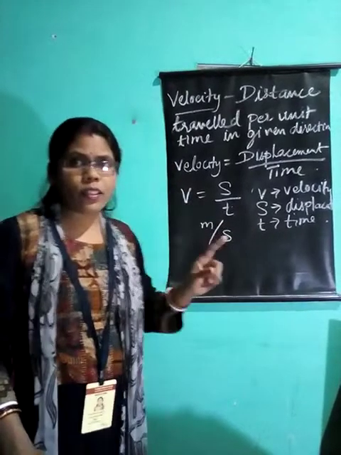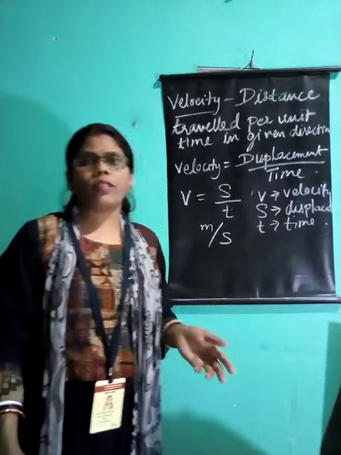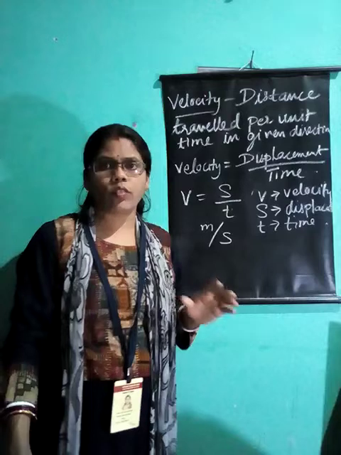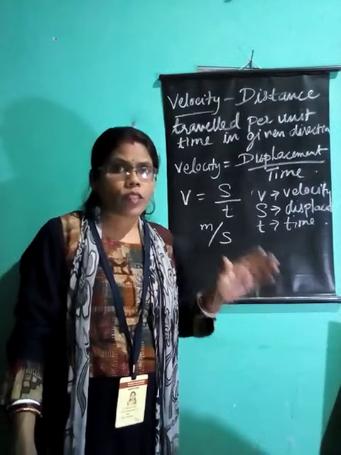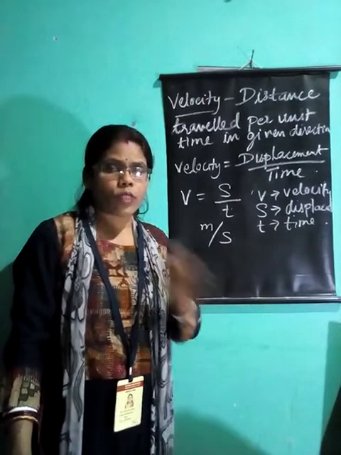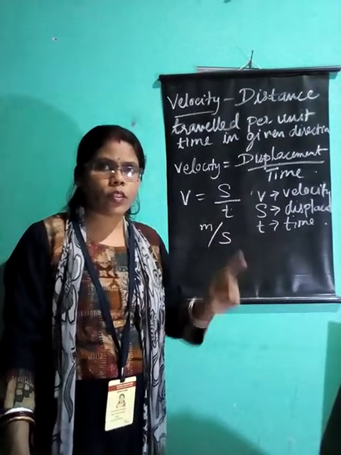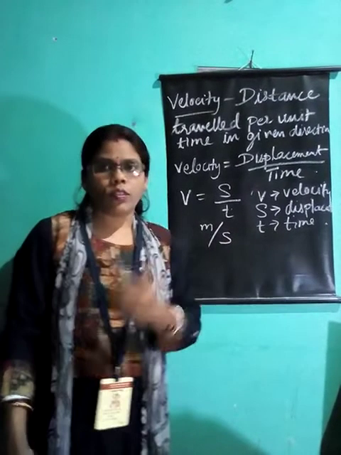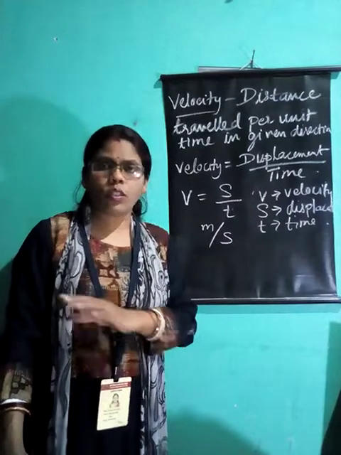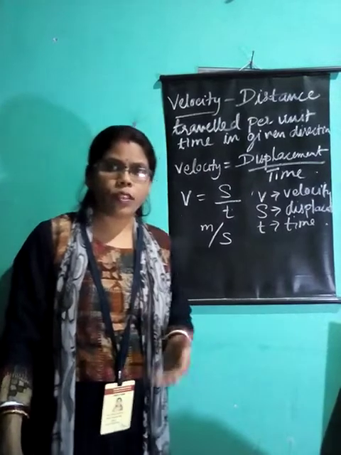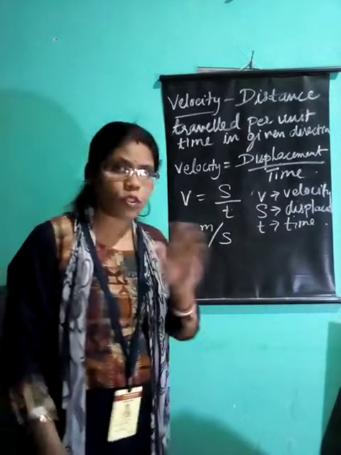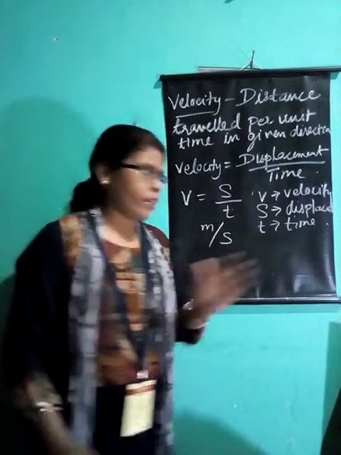Now speed is scalar quantity. In the previous class we had discussed about scalar quantity and vector quantity. So scalar quantity has only magnitude. Vector quantity has both direction and magnitude. Now speed has only magnitude, so it is scalar quantity. Whereas velocity is vector quantity, because it has both magnitude and direction.